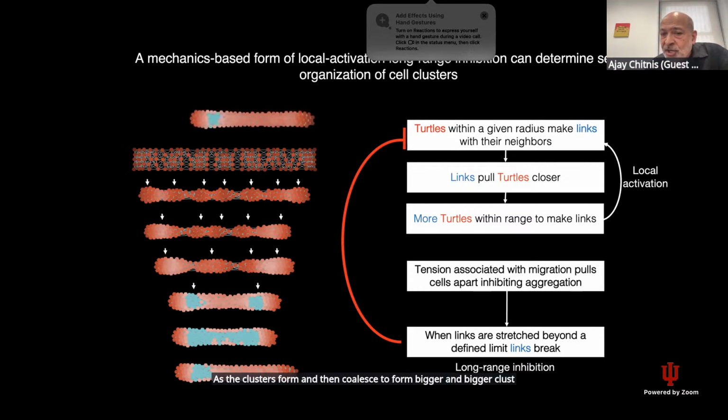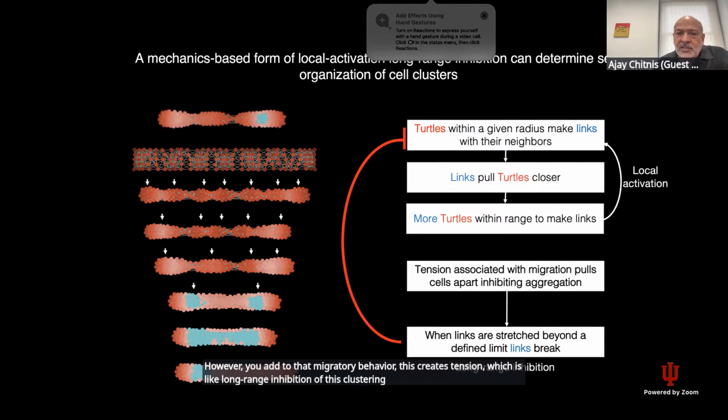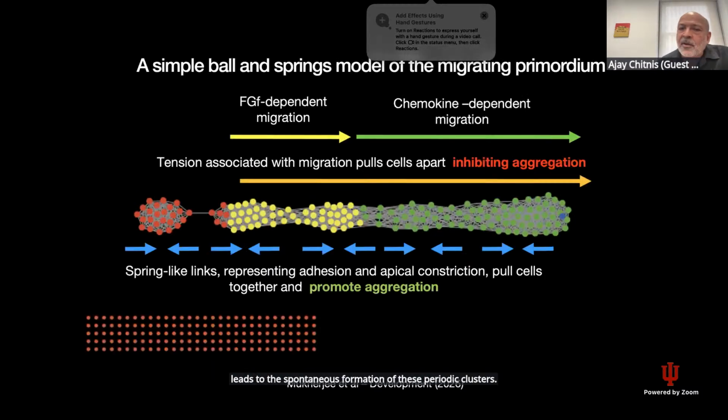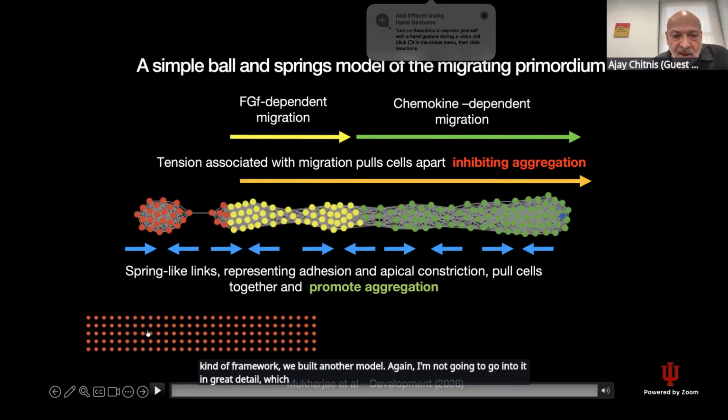However, when you add to that migratory behavior, this creates tension, which is like long-range inhibition of this clustering, and the combination of these two processes leads to the spontaneous formation of these periodic clusters. So using this kind of framework, we built another model. Again, I'm not going to go into it in great detail, which allows you to see how you can start with a completely uniform block of cells.